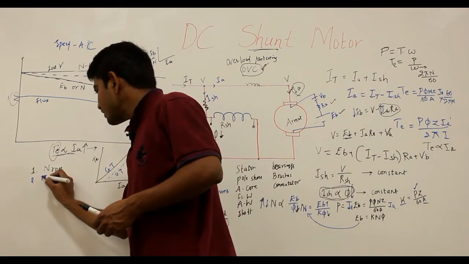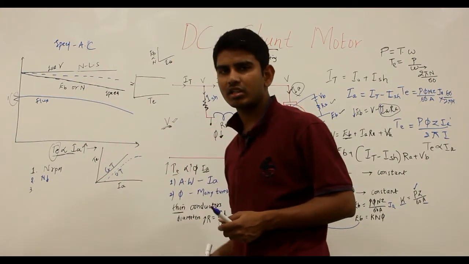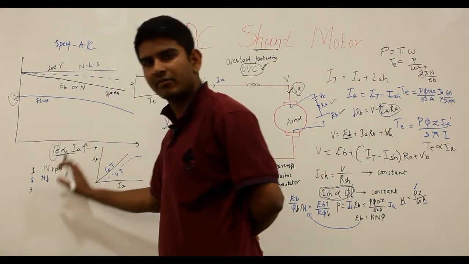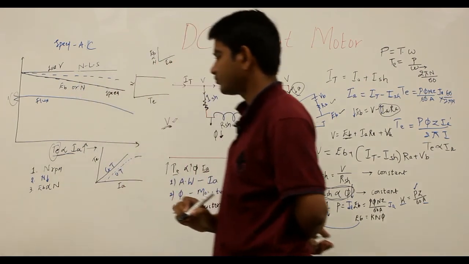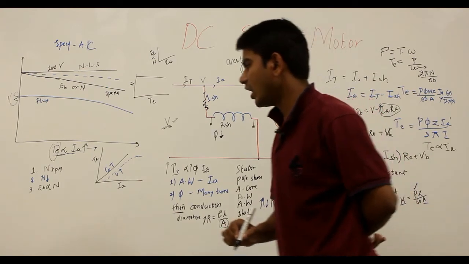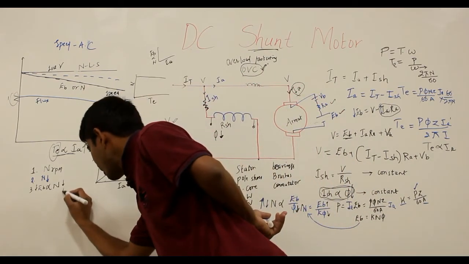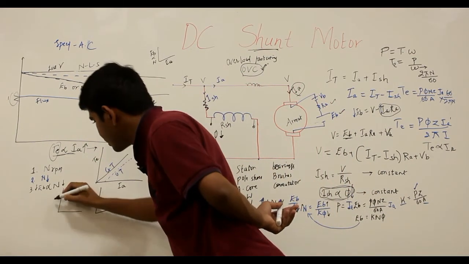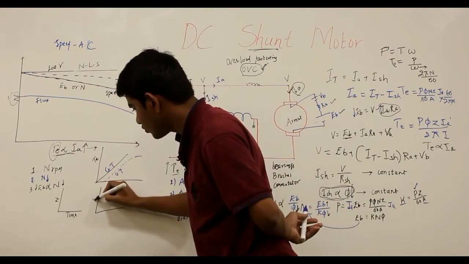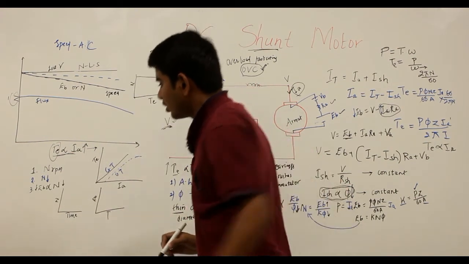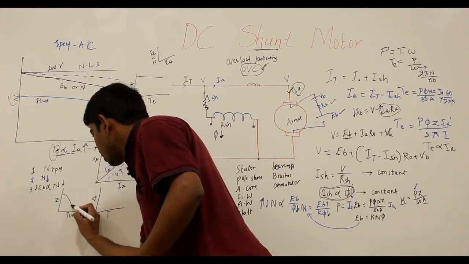Now the next step: at the onset of the load interaction to the shaft, as we have seen, the speed definitely decreases, and I know that the back EMF is proportional to the speed. So your back EMF is proportional to the speed, and as the speed falls, the back EMF falls. If I plot these characteristics, this is your speed with time, and this is your back EMF with time. Initially, we have seen the speed reduces on application of load to the shaft, so the characteristics will be like this.